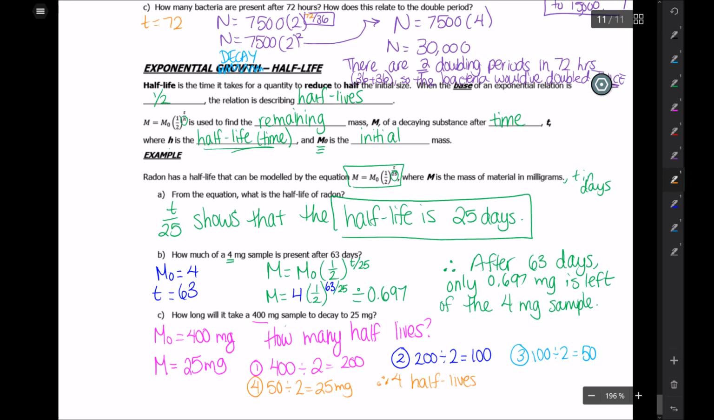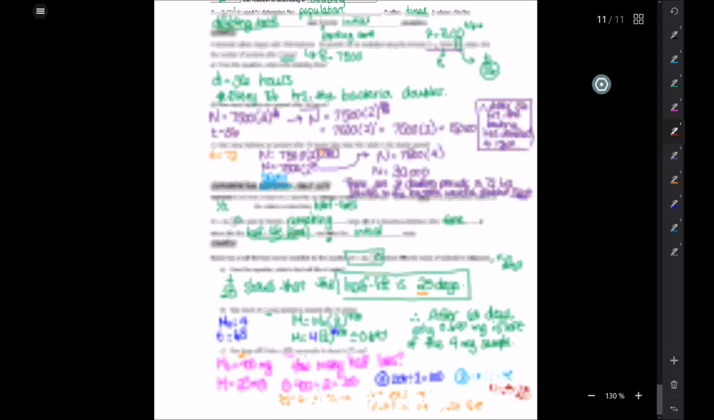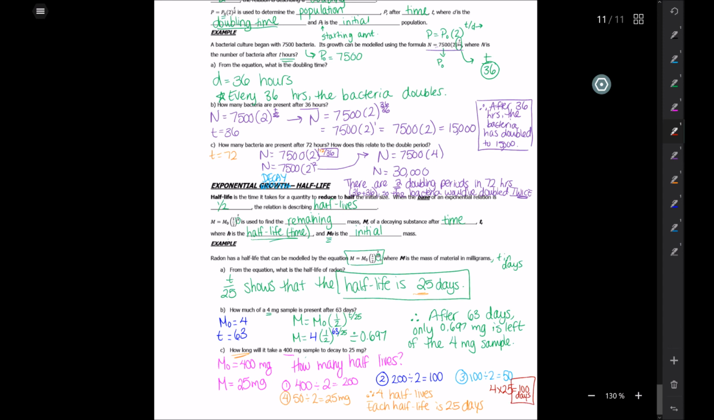But that's not our final answer, because it's asking us to figure out how long. Well, we know a half-life is 25 days, okay? So each half-life is 25 days. So to get our final answer, we have to multiply 4 times 25, because there are 4 sets of 25 days. So our answer right here is going to be 100 days. And that's our final answer.